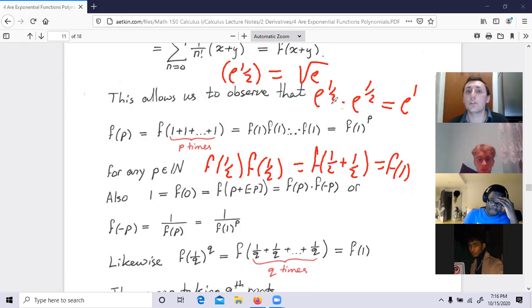Yes, Nassim, please talk. Professor, so if we have f of 1/2 over f of 1/2, it will be f of 1/2 minus 1/2? Yes, right, which would be 0, and at 0 it will be equal to 1.